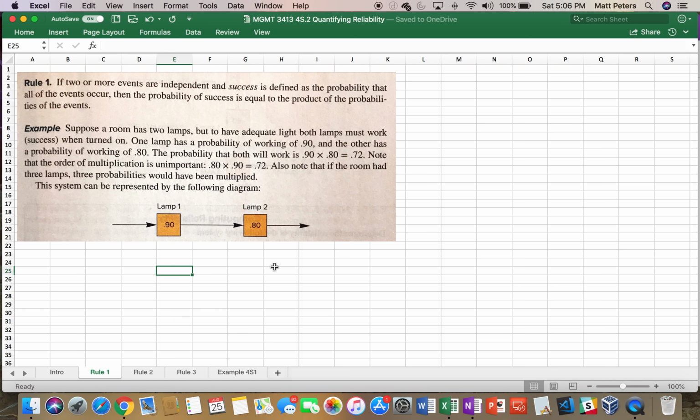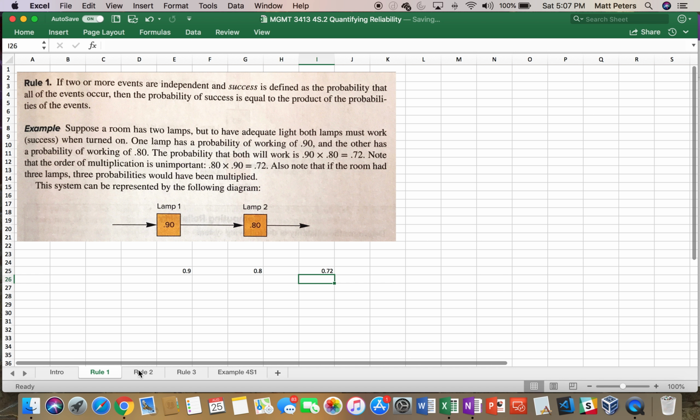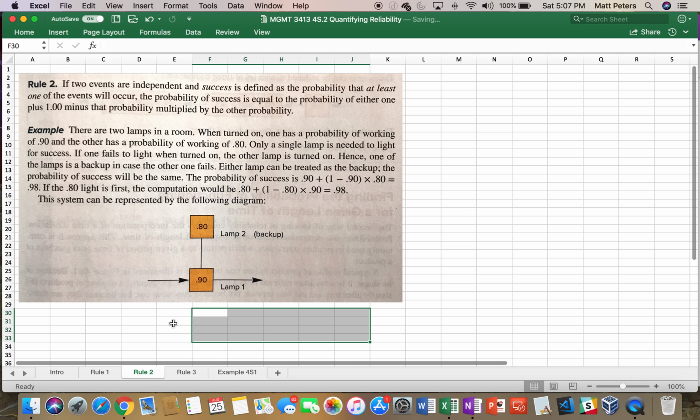So to calculate this, you take the probability of lamp 1, the probability of lamp 2, and you multiply them together. So I'm going to say this equals that times that. So the probability of this system working is 72%. There's a 72% chance that both of these lamps will work. So on to rule 2.